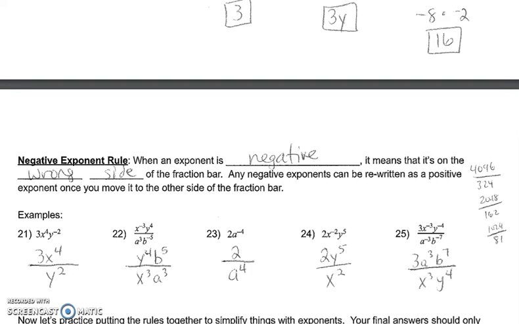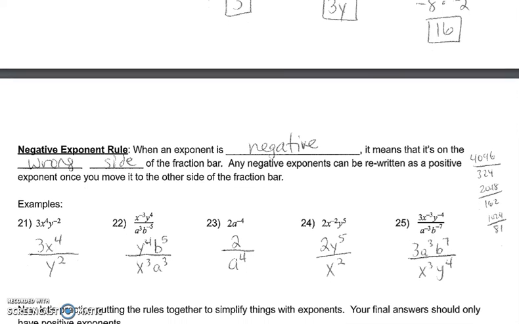Number 25, the 3 is the only thing that stays. The 3 stays on top. The x and y go to the bottom, the a and the b go to the top. So 3a to the 3rd, b to the 7th, over x to the 3rd, y to the 4th. Okay. Now you guys are going to practice on your own.